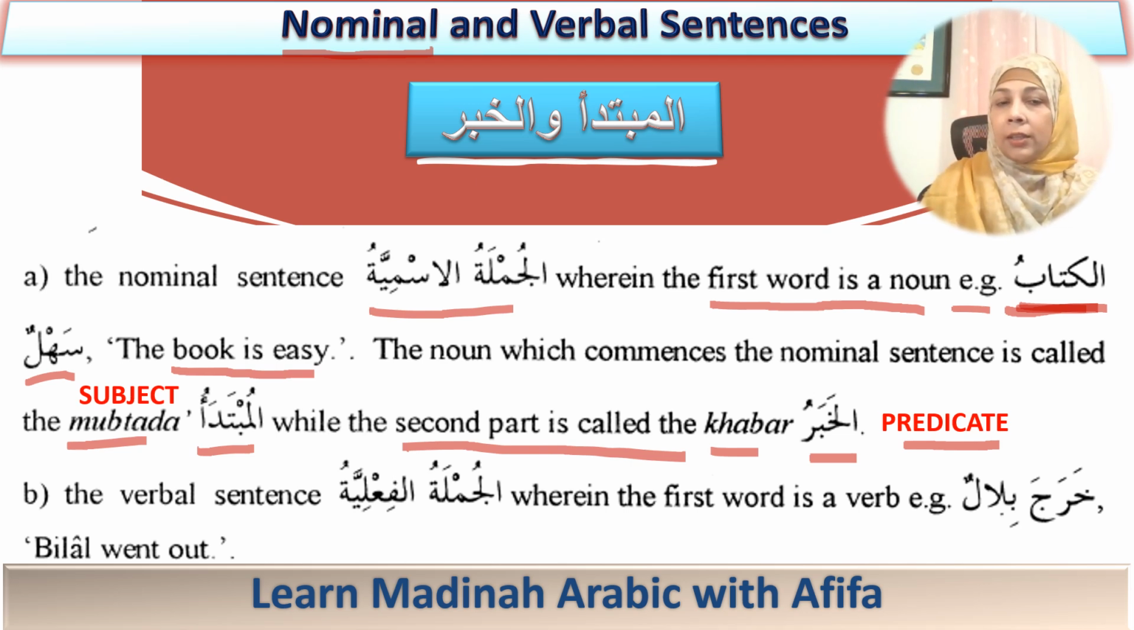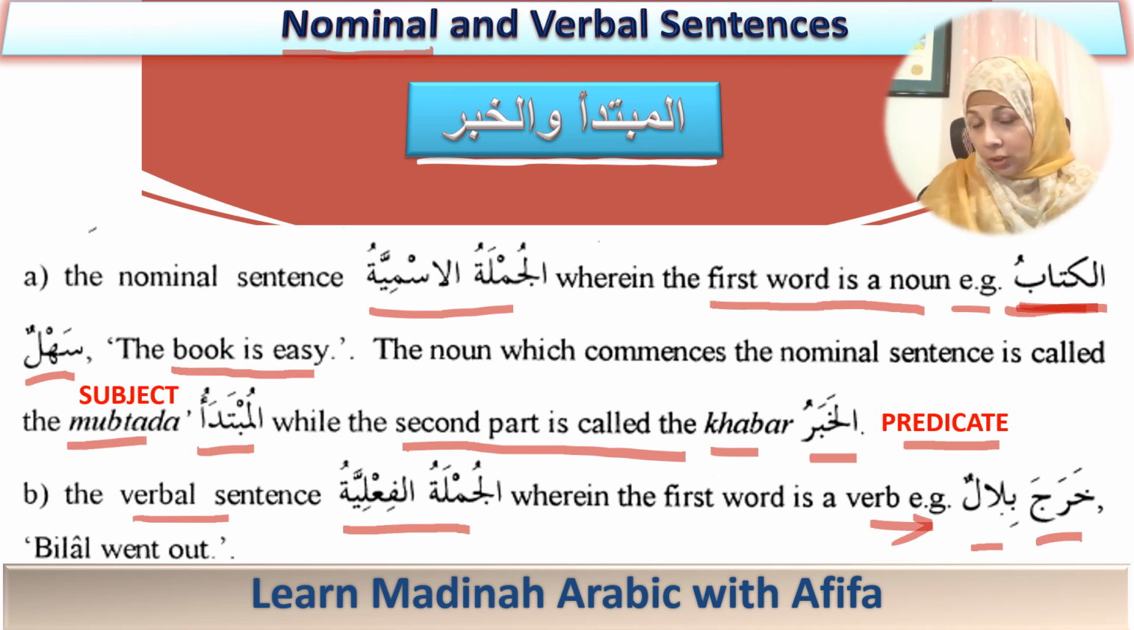So we also learned that the verbal sentence in Arabic is called al-jumlatul fi'liyatu, where it starts with a verb. Here is another example. Kharaja Bilalun. So kharaja is the verb and it means he went out. So if I ask you, what is the fa'il of this verb, kharaja? What are you going to answer? Please pause the video and try to answer what is the fa'il of this verb kharaja. So the verb kharaja means he went out, and the subject, the fa'il of this verb is Bilalun. Okay, so Bilal is the fa'il. He did the action of this verb.